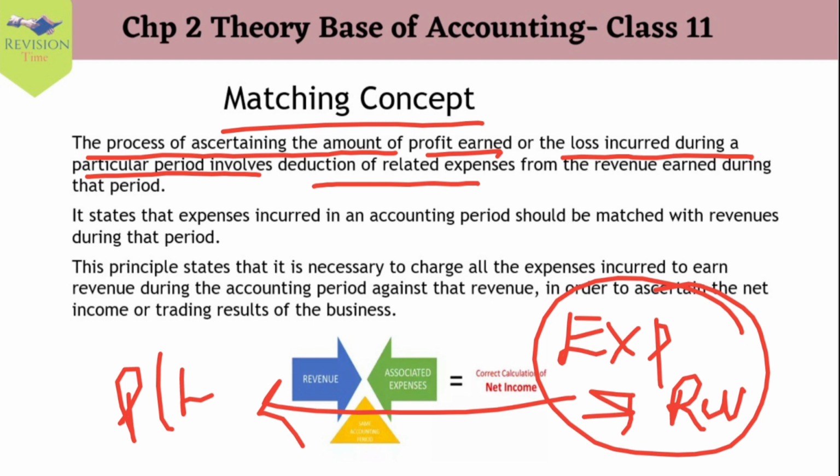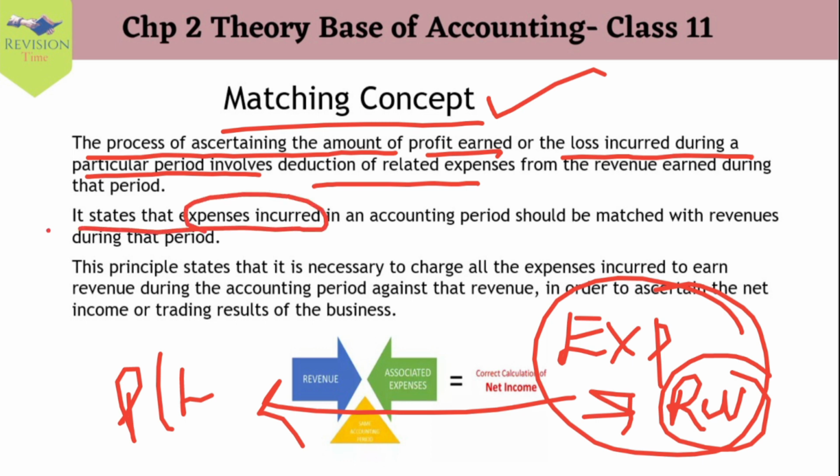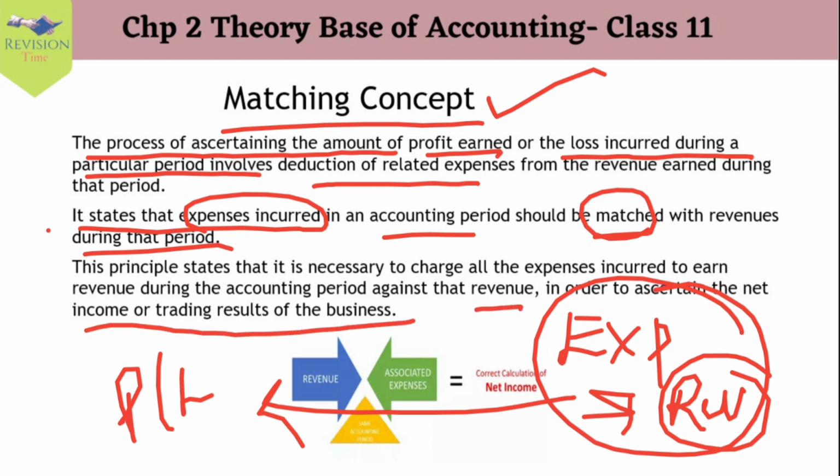Whatever expense we are incurring to earn a particular revenue has to be deducted from the revenue. That is known as matching concept. It states that the expense incurred in an accounting period should be matched with the revenue in that period. This principle states that it is necessary to charge all expenses incurred to earn revenue during an accounting period against the revenue in order to ascertain the net income or trading results of the business.